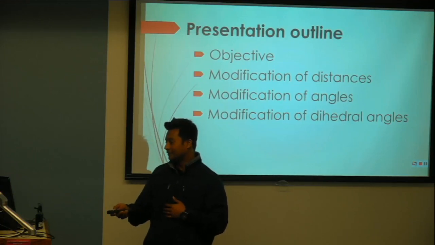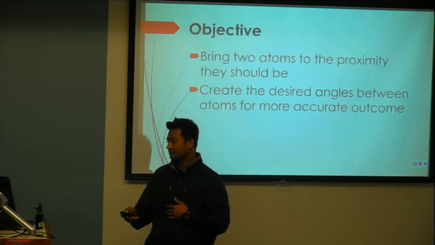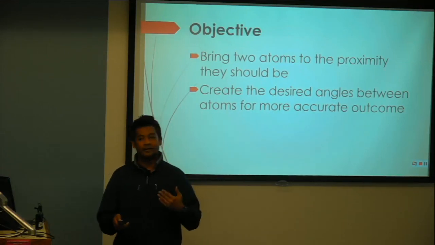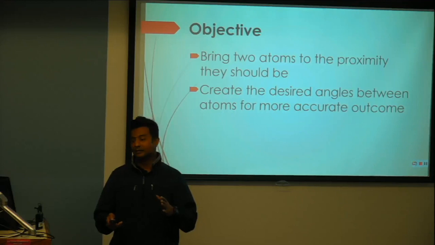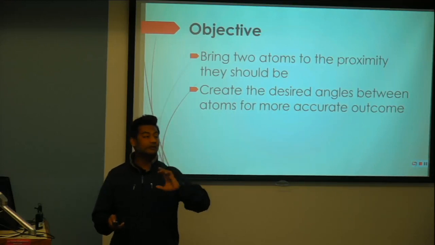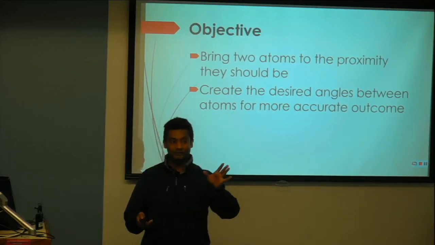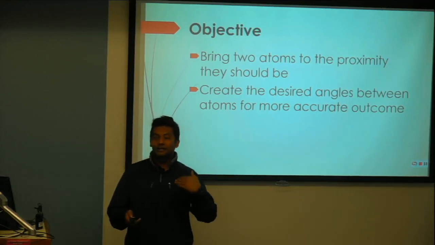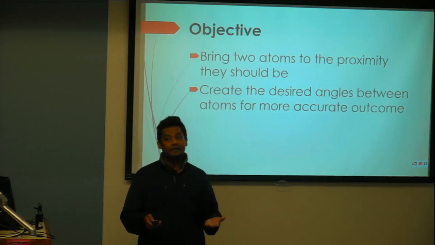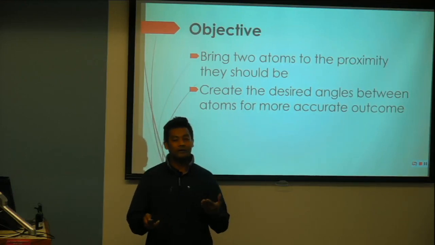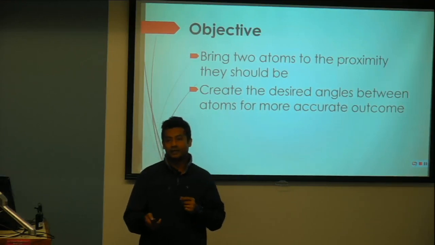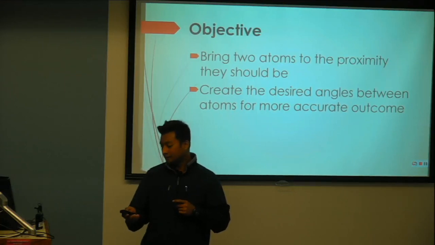So first of all, the objective: why we want to modify distances and angles. Because we want to bring two atoms to the proximity they should be. Okay, so I'll explain it later. And to create our desired angles for a better, more accurate outcome, so we need the angles to be in perfect position.